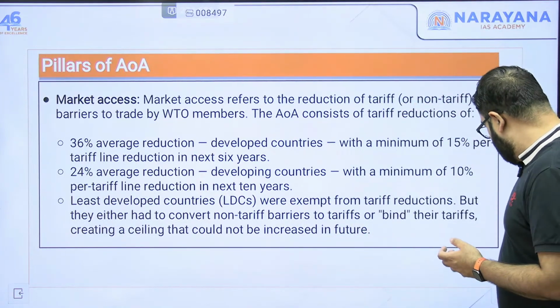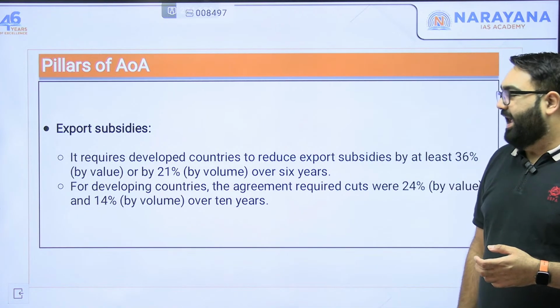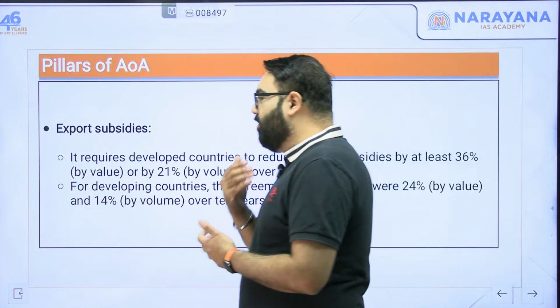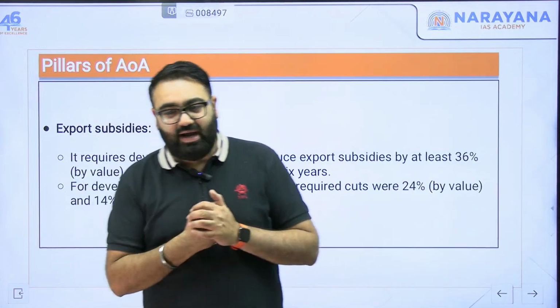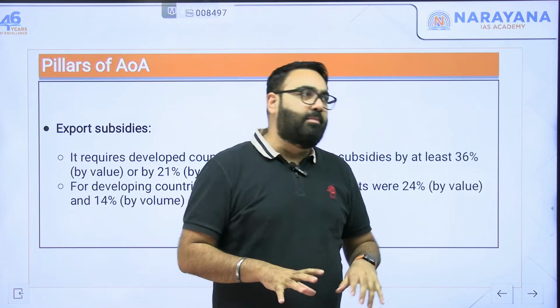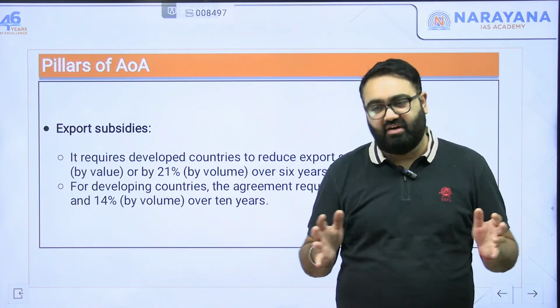And the third pillar that WTO talks about is export subsidies. Export subsidies should be reduced because when you give export subsidies, your products will flood the other country's market. That should not be allowed. These are the 3 main pillars of WTO. WTO anyways is one of those topics that consistently gets asked in the examination in different ways.